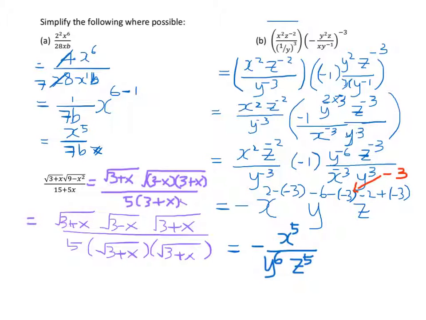So when you see that, you know you can do the common factor, cancelling each other, and finally you have the square root of 3 minus x over 5.